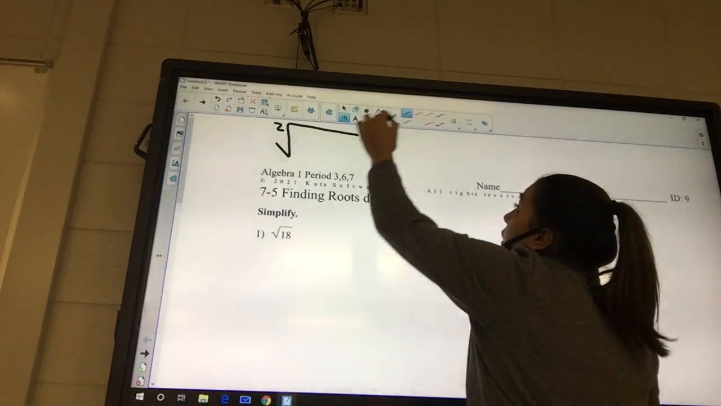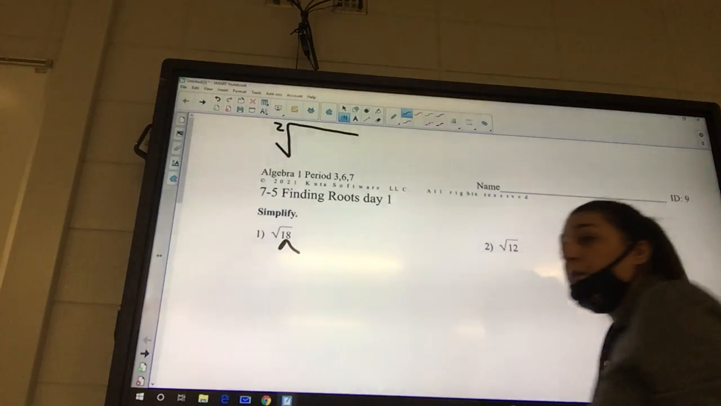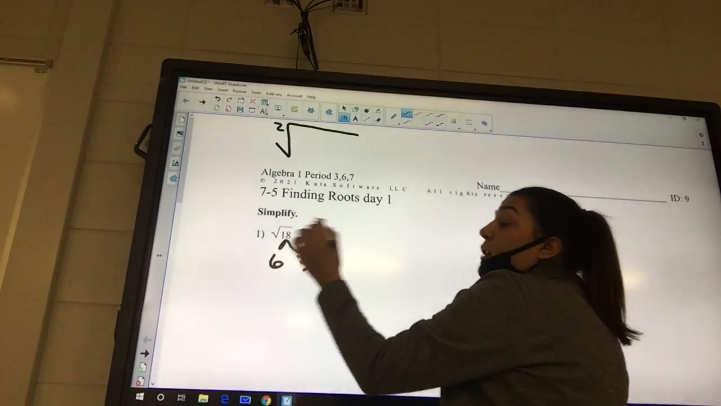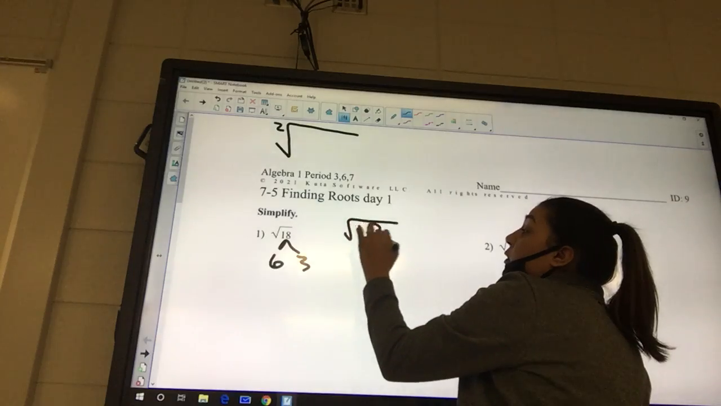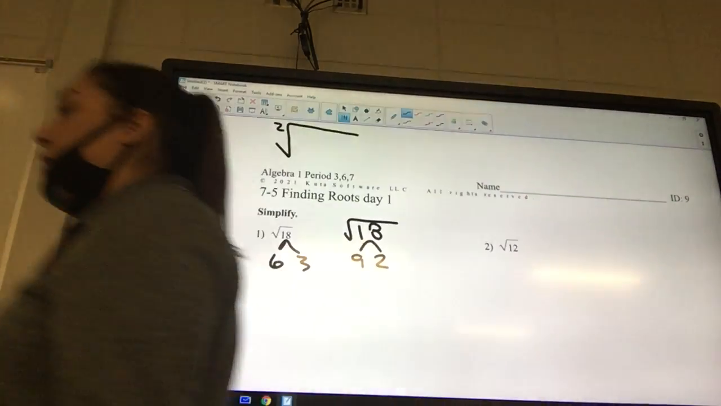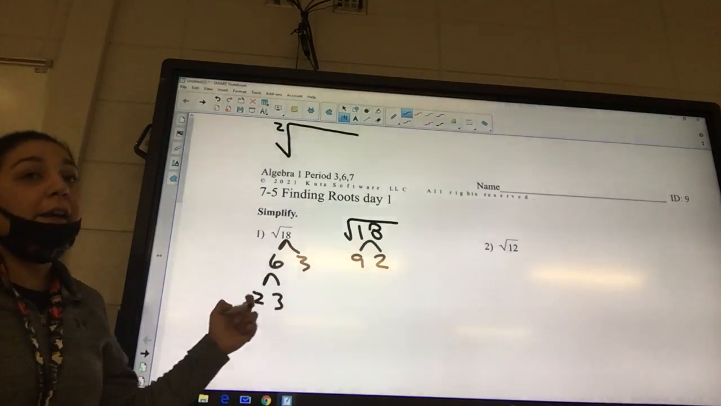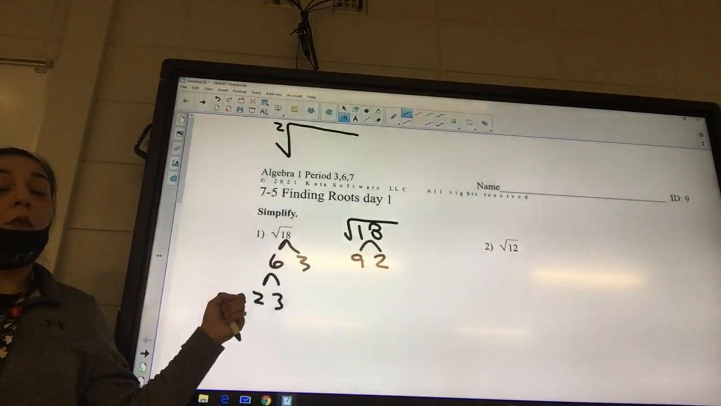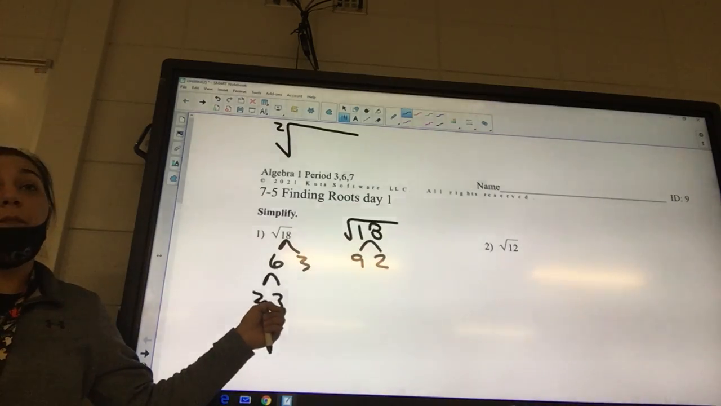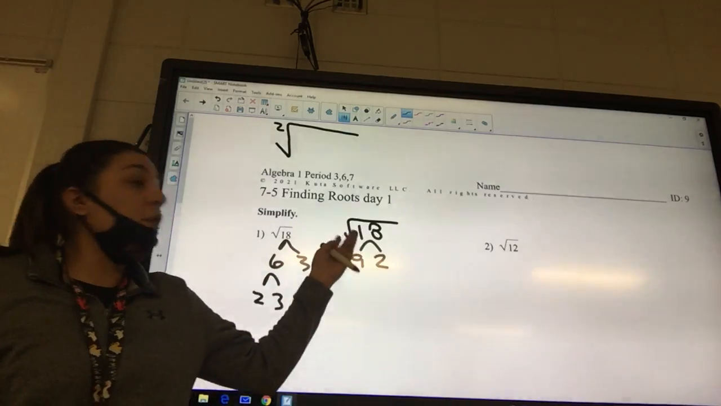So, let's look at number 1. What are some factors of 18? 6 and 3, and you can do 9 and 2. Let me write that one over here. You can do 9 and 2. What are some factors of 6? 3 and 2. Can 2 be factored anymore? No, because 1 times 2 is the only thing that equals 2. Can 3 be factored anymore? No.